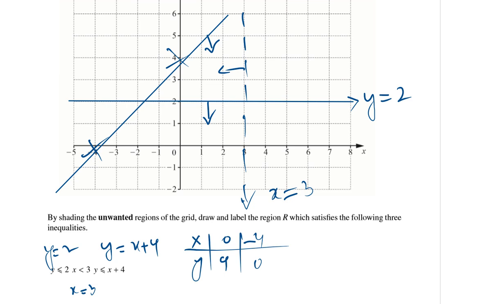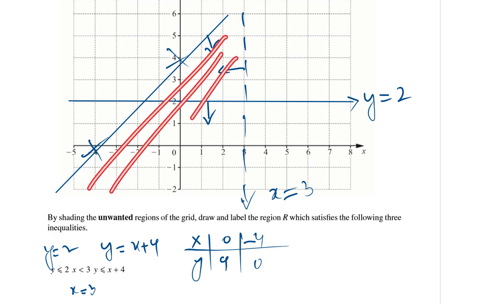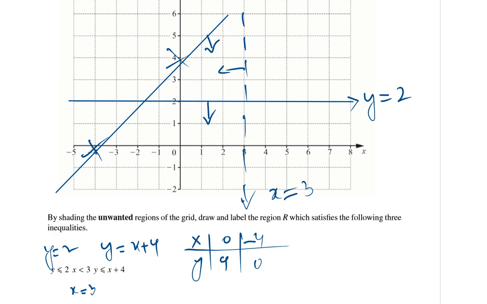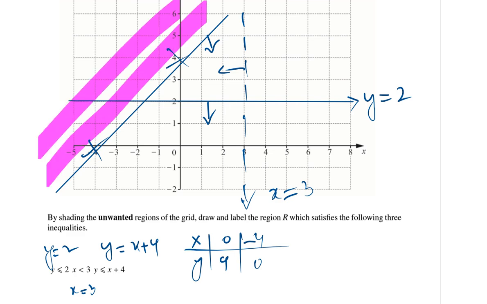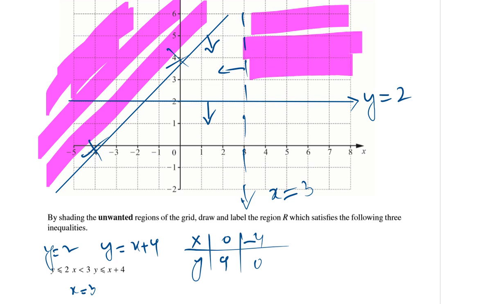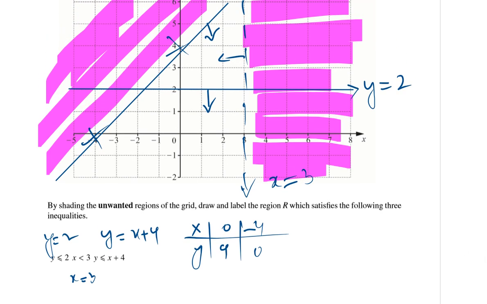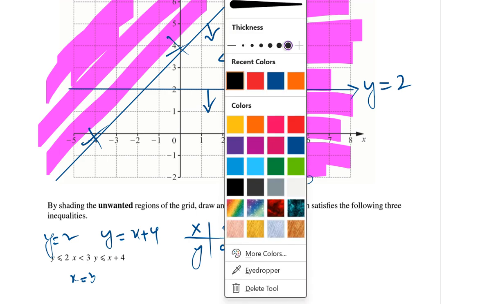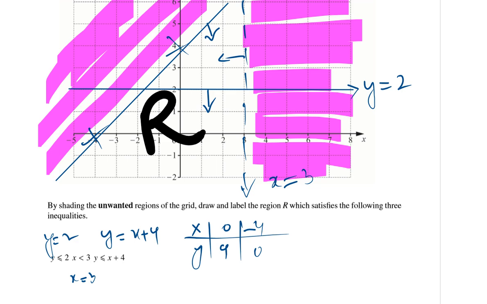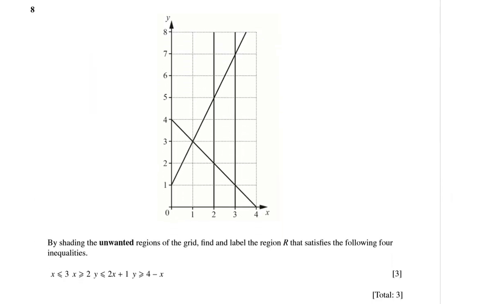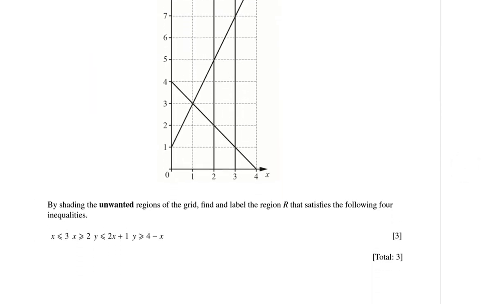So this whole thing is my region. So I will shade the unwanted side. I will shade this portion and I will shade this portion. And this entire thing is my region. Next question. Shading the unwanted region.